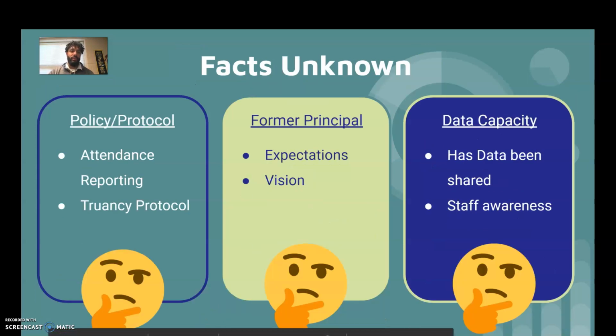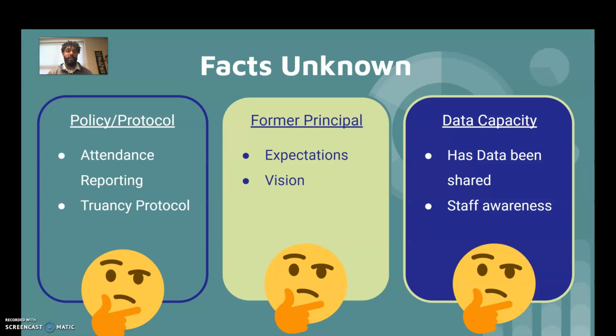Okay, things that we don't know: policy and protocol. We don't know what the previous attendance reporting policies and protocols were, nor do we know the truancy protocol. At least it's not stated in the case. We don't know what the former principal's expectations were for staff or for families, or how that principal communicated and interacted with families and parents. Nor do we know what the vision of the school is, if that's something that we need to keep and revise or completely redo to help focus the culture a little bit more on valuing attendance for student growth.